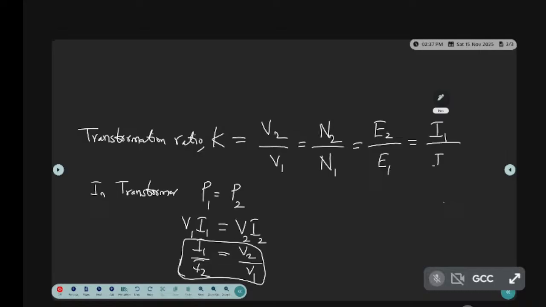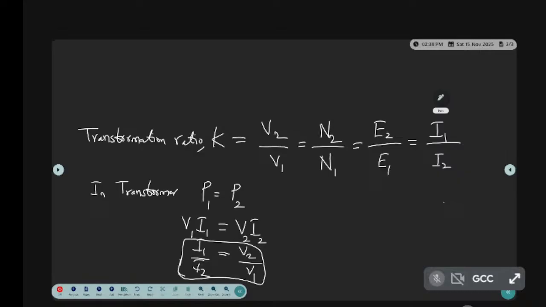Here I1 by I2 you have to write. So you can define the transformation ratio in four ways. You can write any of them. Transformation ratio can be defined as the ratio of secondary turns to the primary turns, or the ratio of primary current to the secondary current, or the ratio of secondary voltage to the primary voltage, or secondary induced EMF to the primary induced EMF.